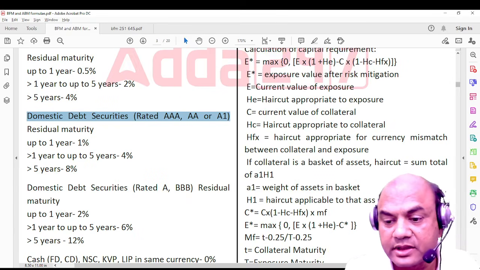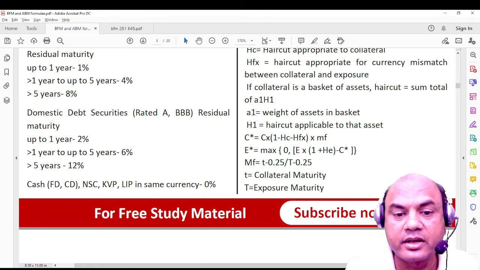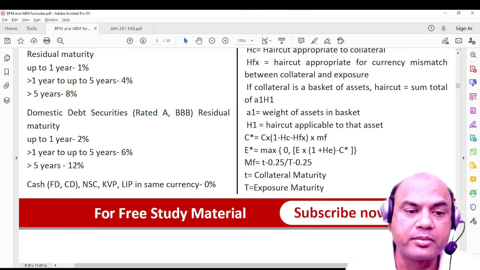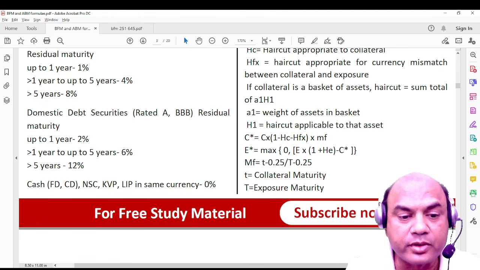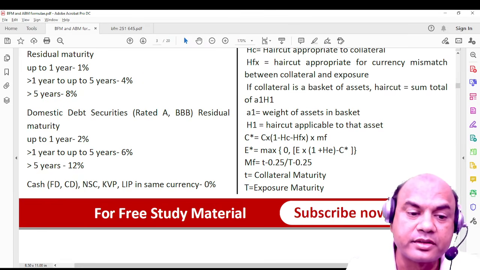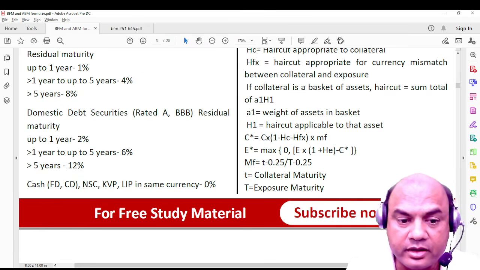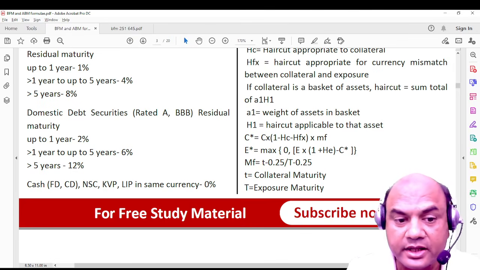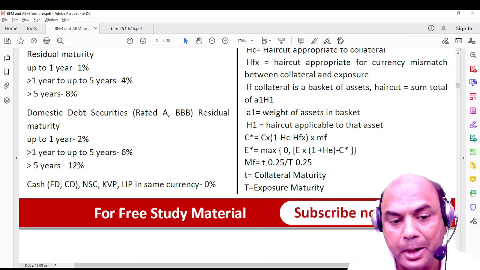Next, domestic debt securities having a rating of A and BBB. If the residual maturity is up to 1 year, then the haircut is 2%. If it is 1 year to 5 years, it is 6%. If it is greater than 5 years, it is 12%. Remember these ratings and the haircuts.